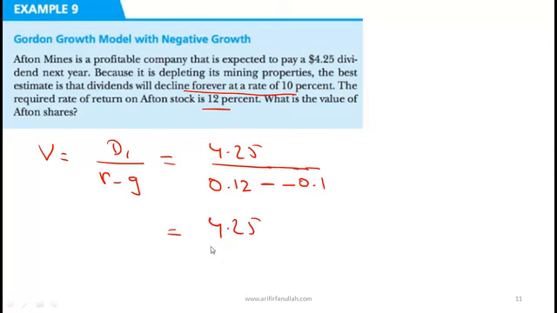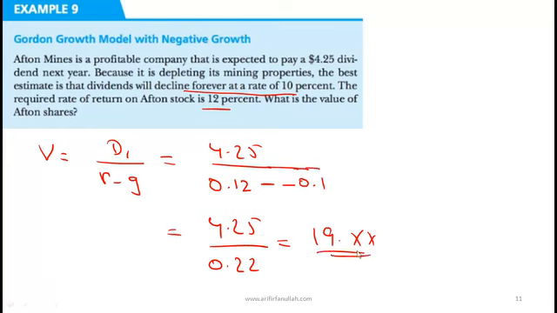Okay, 4.25 divided by 0.22. Notice that the denominator becomes bigger, which reduces the overall fraction, which is what you might expect if dividends are slowing. If you don't like this or don't believe this, just get into Excel and create a column with all your dividends until they are more or less zero. Discount each dividend to the present, sum it up, and you will get this answer. What's the answer here?